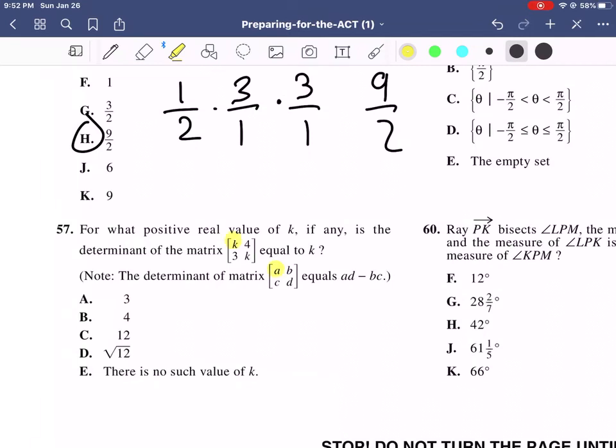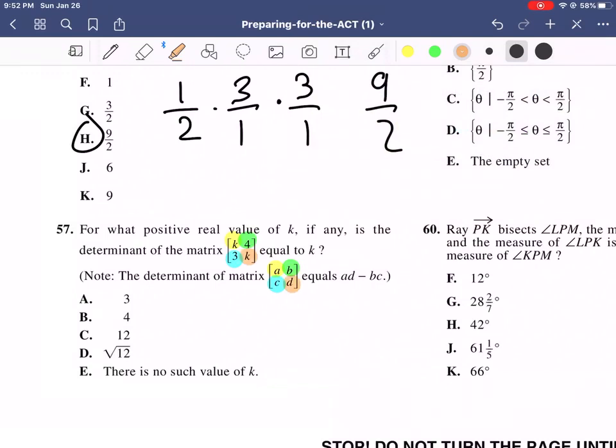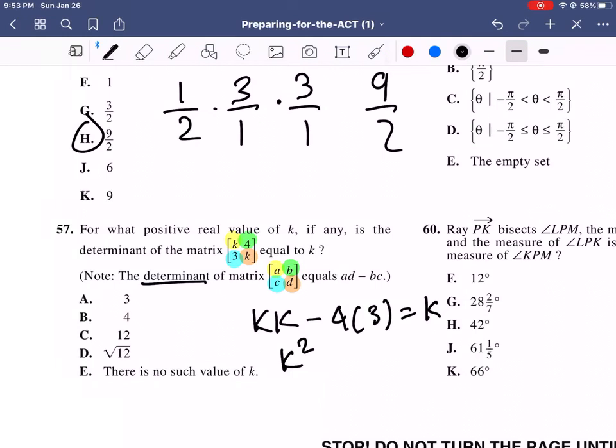So K is A, 4 is B, 3 is C, and D is K. So when it tells me AD minus BC is the determinant, so if the determinant equals K, then K times K minus 4 times 3 equals K. Okay. It becomes K squared, and you already know the ACT loves quadratic equations, so minus 12 equals K. K squared minus K minus 12 equals 0.